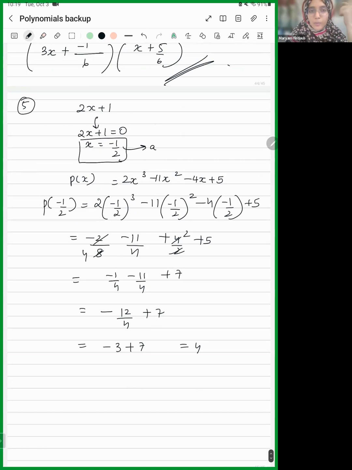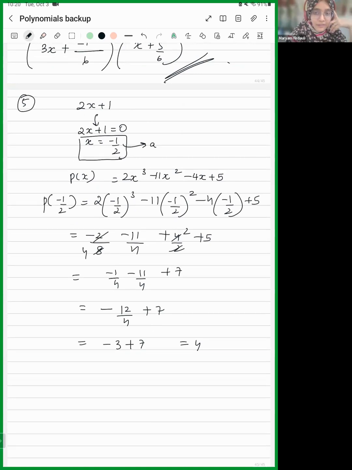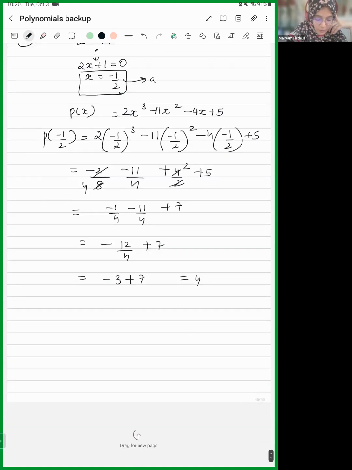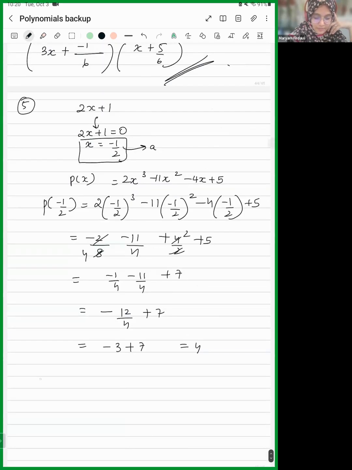It's not 0. It's supposed to be 0, right? For it to be a factor. So therefore, 2x plus 1 is not a factor of p(x), because this is not equal to 0.